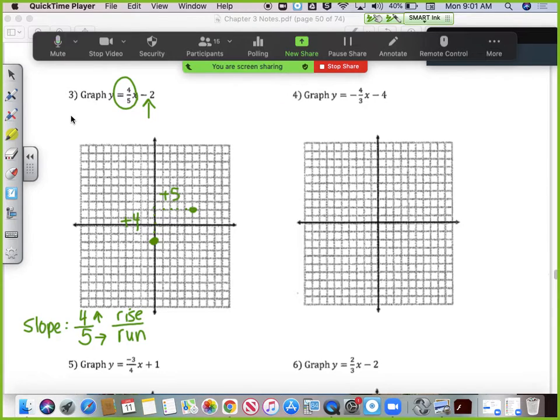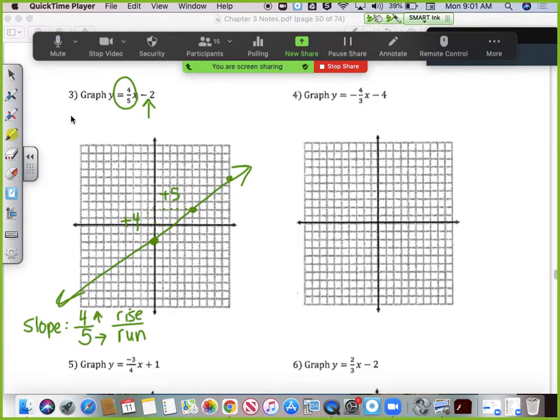If you wanted to make another point, you could. You would just go up 4 from here, 1, 2, 3, 4, and over 5, 1, 2, 3, 4, 5, and you can make another point. Then you extend your line all the way through, and that would be the equation or the graph of that equation. So what I want you guys to do is practice 4, 5, and 6 quickly. We do have 9 minutes. We'll only need like a minute or two to go over them.